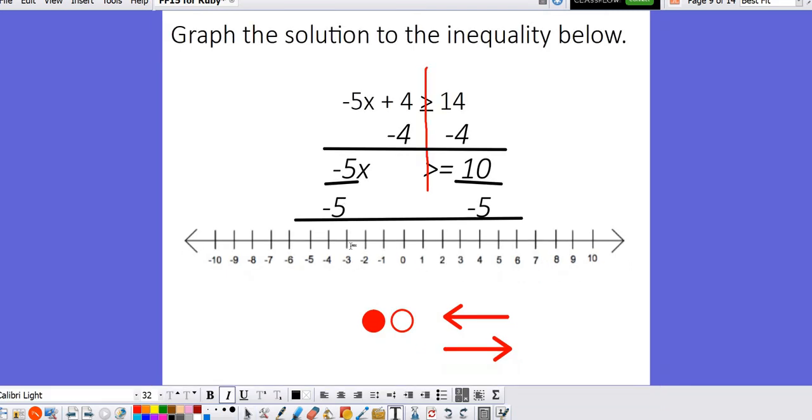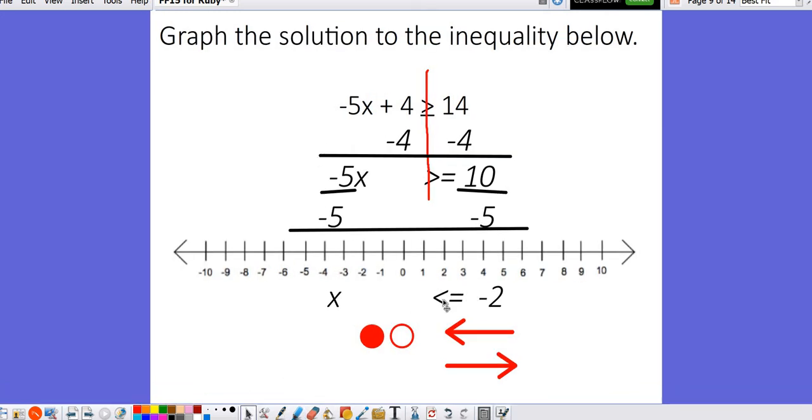So I'm going to go below this. So negative 5 divided by negative 5 just leaves the x. So down at the bottom, I will have the x. Then, because I divided by a negative, I need to flip my inequality. And then 10 divided by a negative 5 is negative 2. Make sure to use your calculator so you don't make any mistakes.